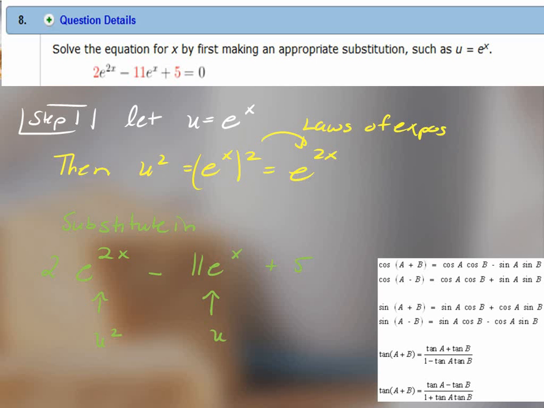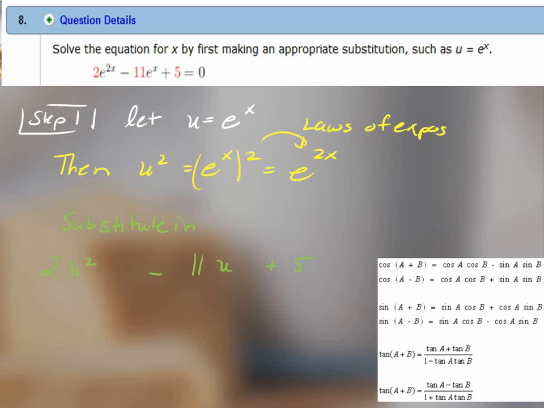Okay, so what you're going to do is, instead of the e to the x, you're going to replace it with the u. And instead of the e to the 2x, you're going to replace it with the u squared. That was the point of that. It's going to be a quadratic equation. You have 2u squared minus 11u plus 5. I want you guys to use the quadratic formula because it's useful for you. It's not factoring that thing.